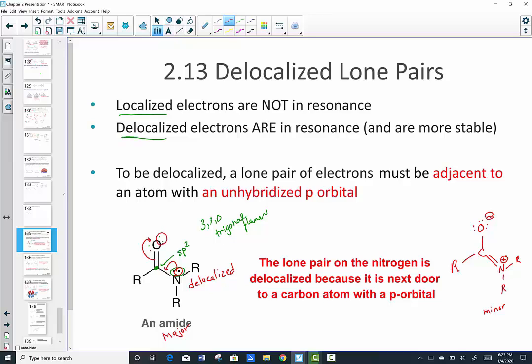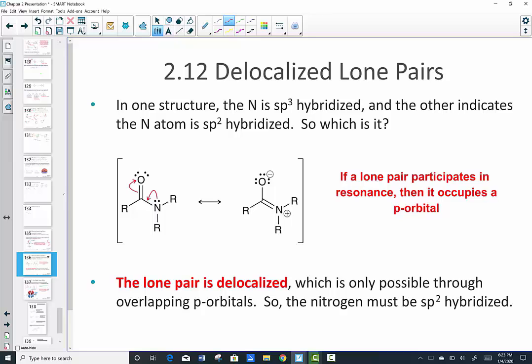Remember, these 2 sets on the oxygen did not move, so they're considered to be localized. On oxygen, it would only be the 3rd set of electrons that could be delocalized as we move back to the original structure. So in one structure, that nitrogen is sp3 hybridized, and the other indicates that nitrogen is sp2 hybridized, right? So here is sp2, here would be sp3. Which one is it? And the answer is yes, it's sp2. It is a delocalized set of electrons and therefore can be involved in resonance structures.